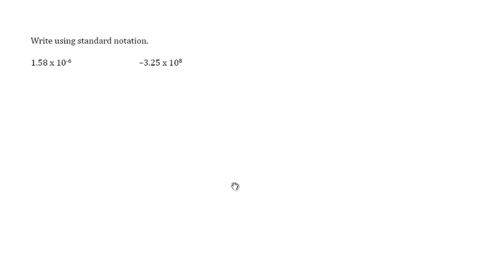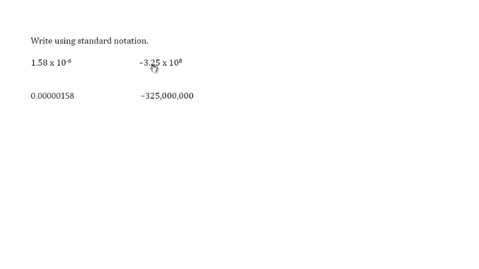Using standard notation, and using what we just saw, when the exponent is negative, we're going to move it back to the left. 6 places means I need 5 zeros so that I'll have 6 places between where it was originally and where it is now. So it's a small number. We know that because it's a negative exponent.